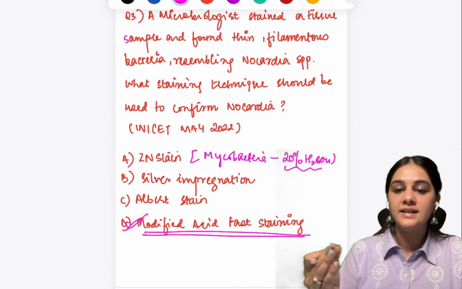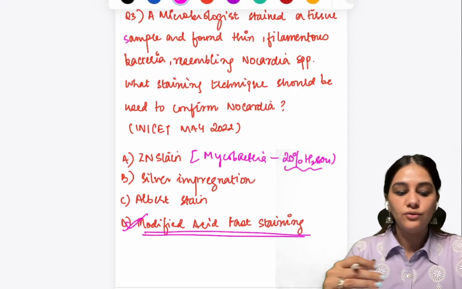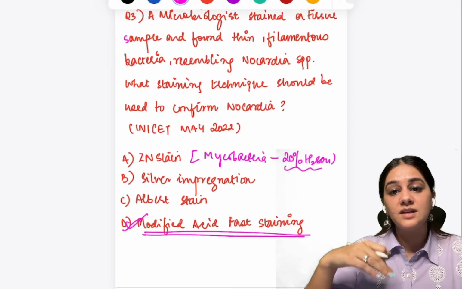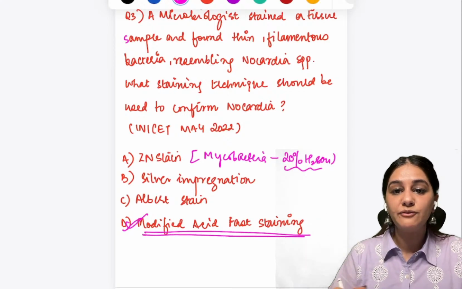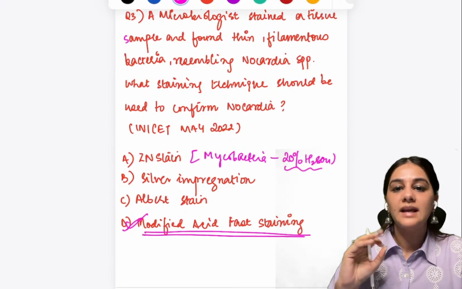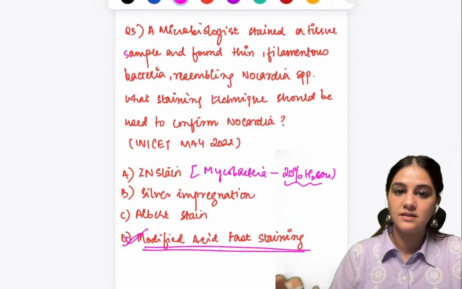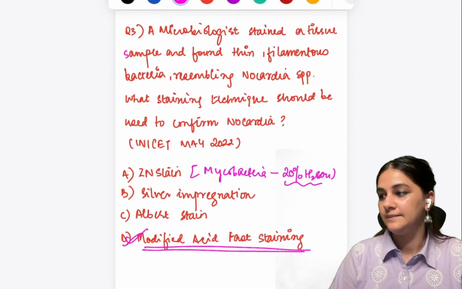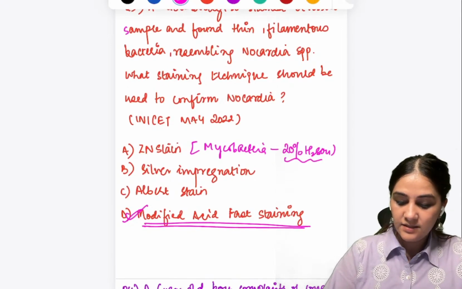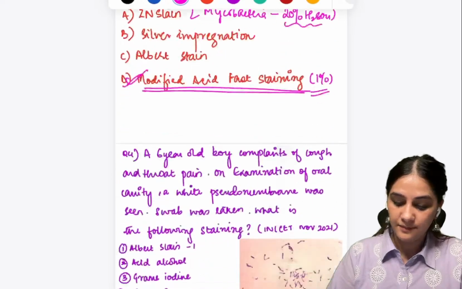But then we later realized that there are other organisms also that are acid fast, right? So because there are other organisms that are acid fast, we have to modify this acid fast staining. That is why anything beyond the 20% is called a modified acid fast. So that is the answer here, option number D, right? So yes, 1% is used. Very good.